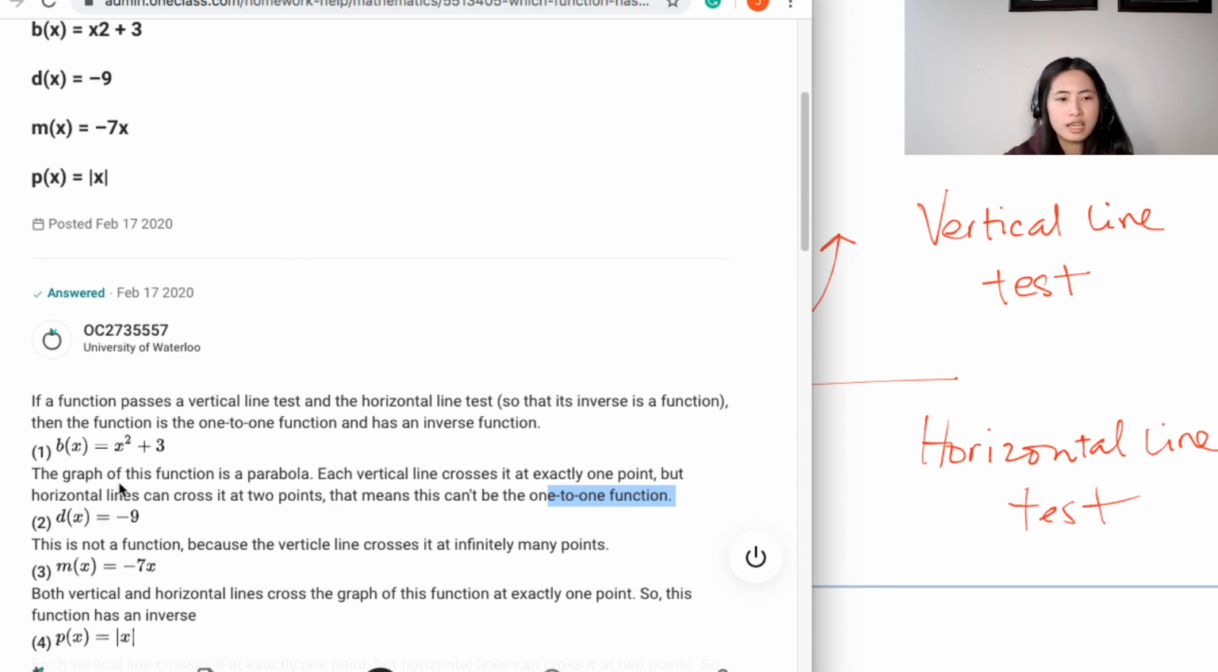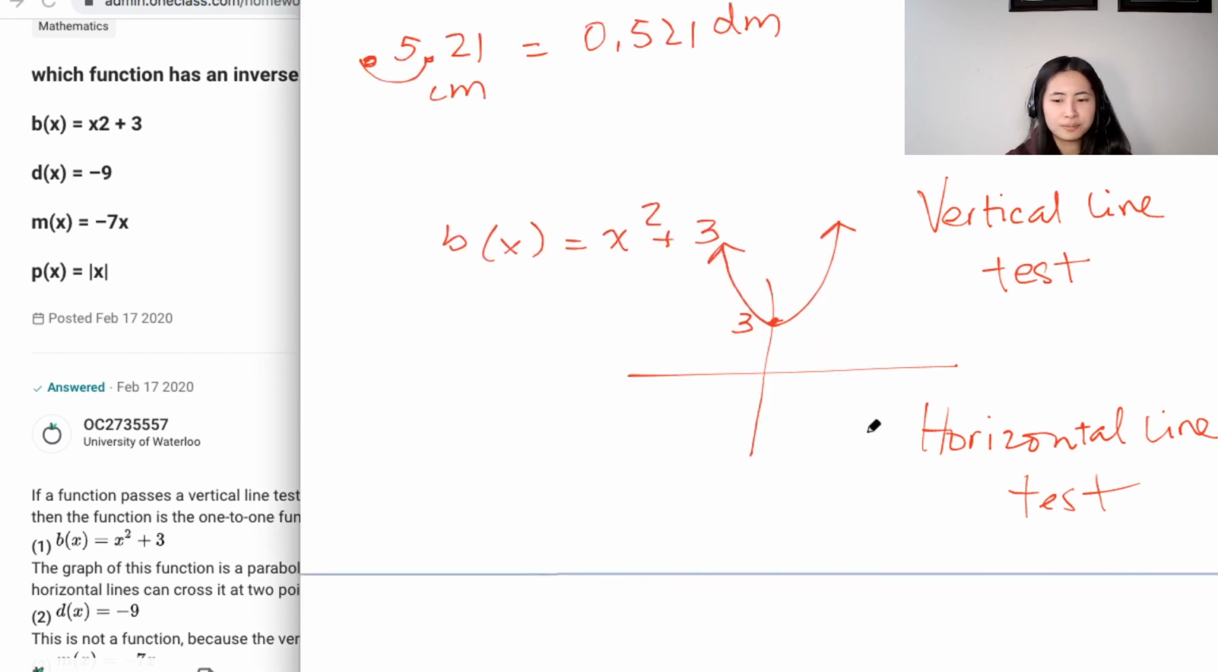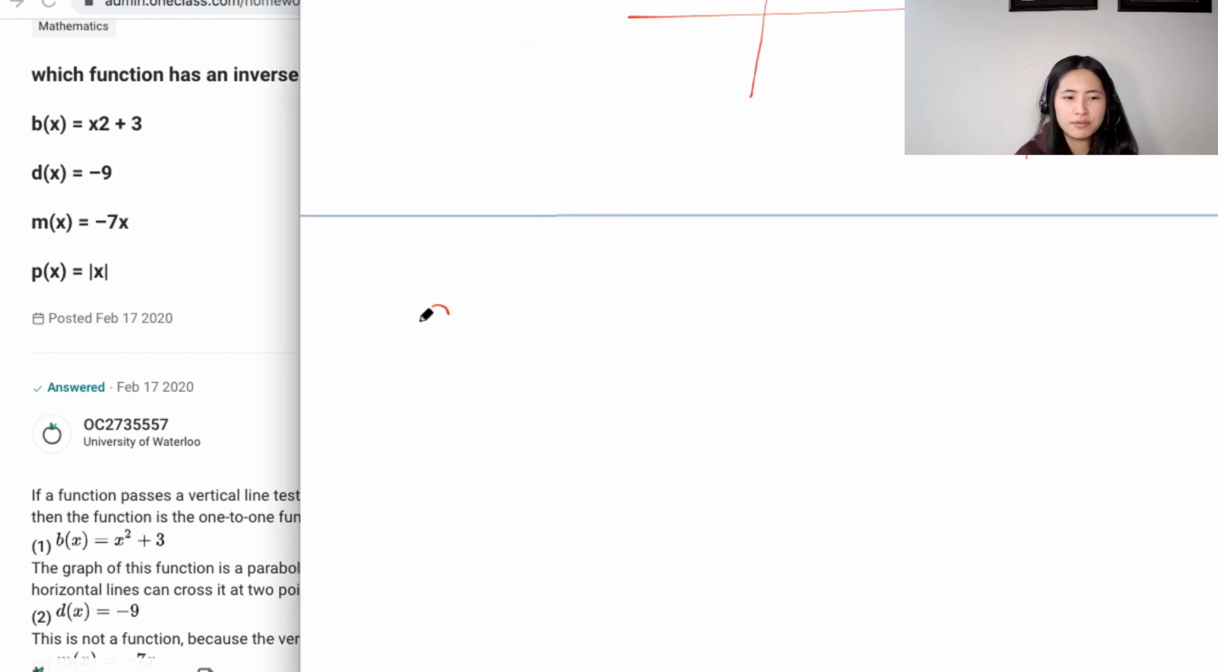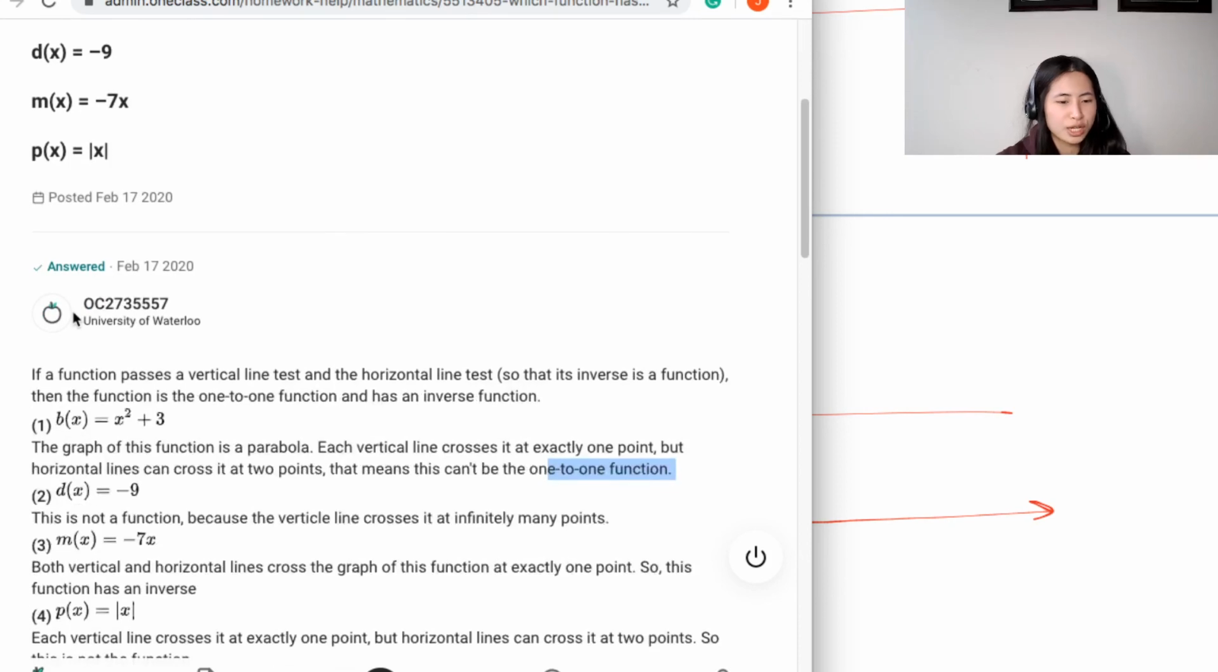Okay, so as you can see, d of x is basically -9 because it's a constant. It's just literally y is equal to -9. It's a horizontal line. So -9 over here. This is how your line looks. It's not a function. Therefore, you can't really have any inverse function if it's not a function to begin with.